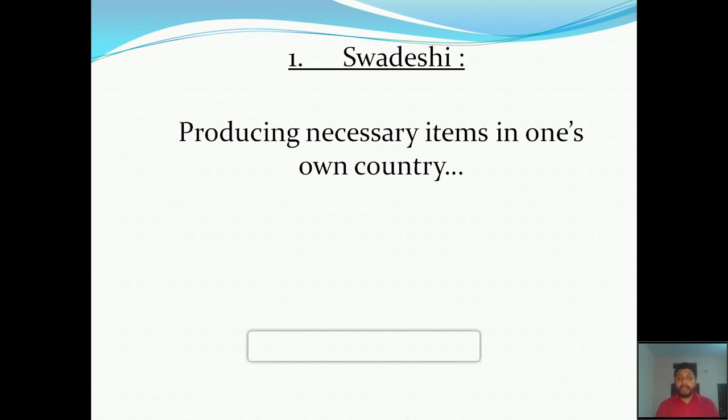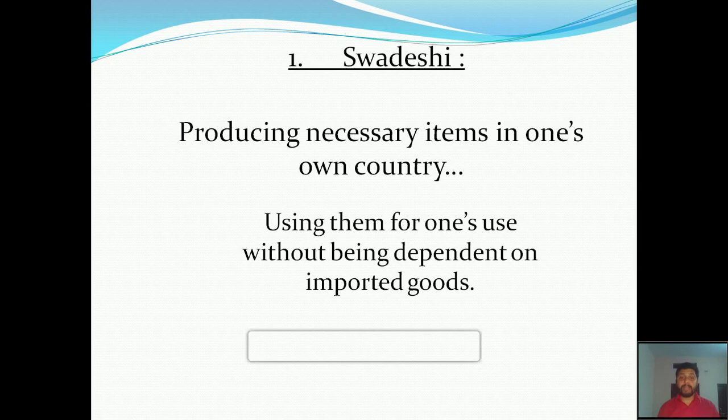So that's why Swadeshi has a wide range of meaning: producing necessary items in one's own country. And the other important factor is, there is another side of this method or ideology. What is that? Using them for one's use without being dependent on imported goods. In other words, we will become self-reliant or completely free. We will become independent. We need not depend on some other country to fulfill our needs. So that's one of the main specialities of Swadeshi.